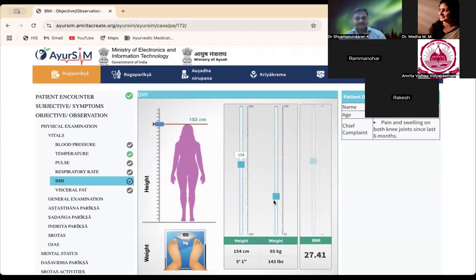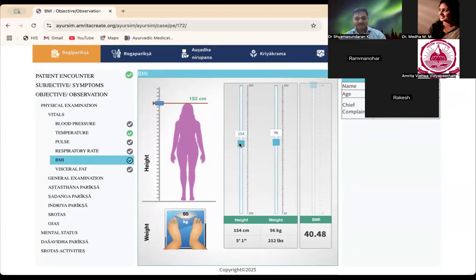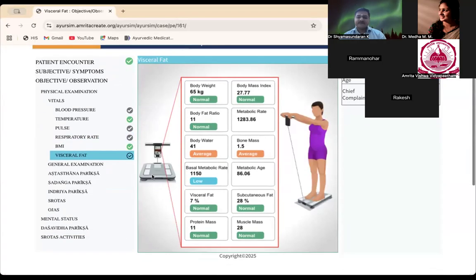And based on this, the BMI will also reflect. So this is also a BMI calculator. Depending on the height and weight, you can calculate the BMI here. Then there is visceral fat. So you name any examination which is required for patients, that is there in this, specific to that particular disease.